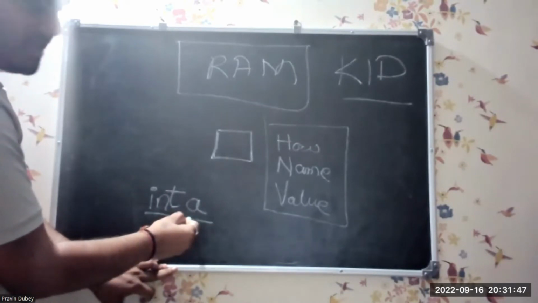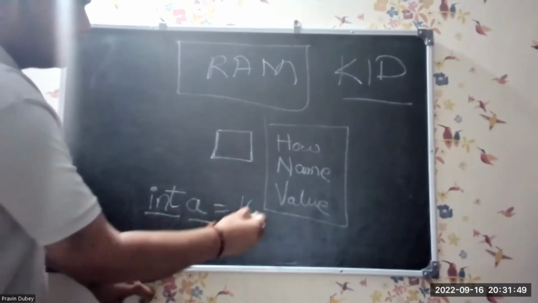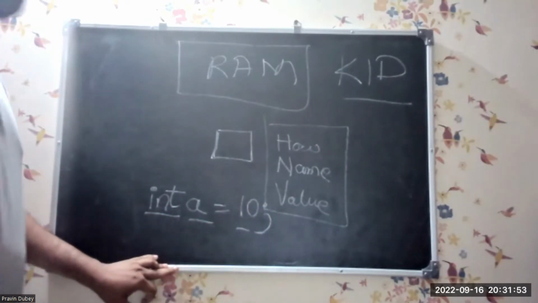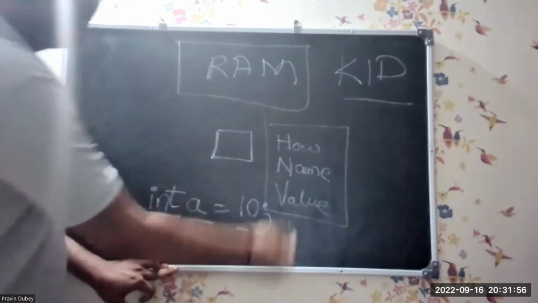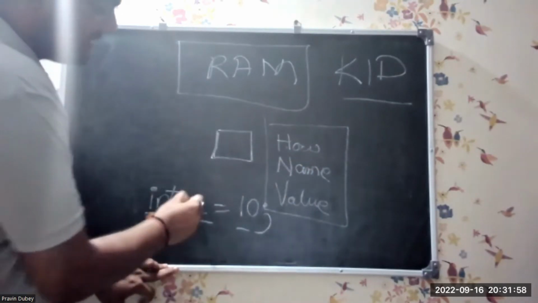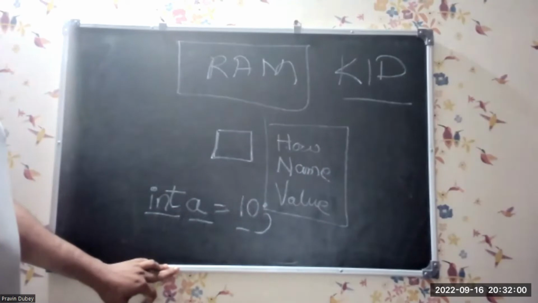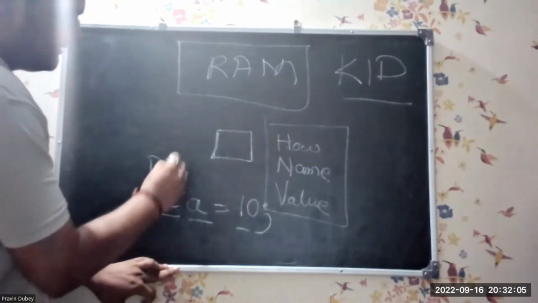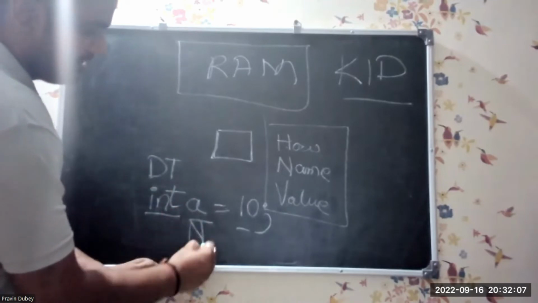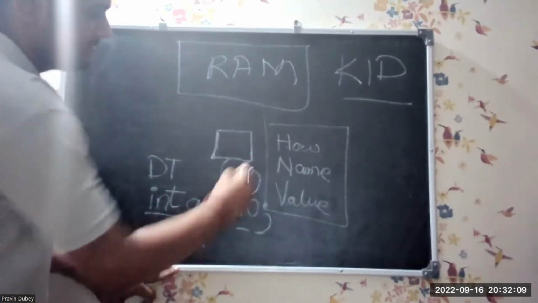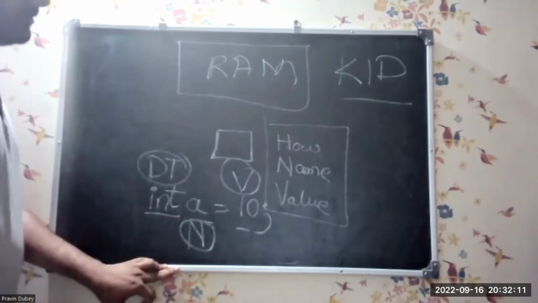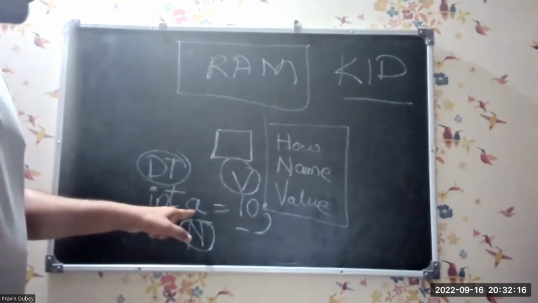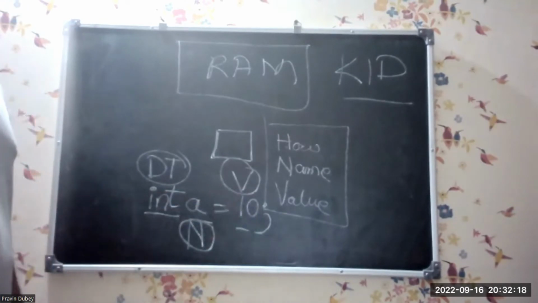So this means size. This means name. And this means value. Size, name, and value. This is the exact definition of creating a variable with a value. So this is data type. This is name, and this is value. Simple. Yes. Data type, name of the variable, and value.